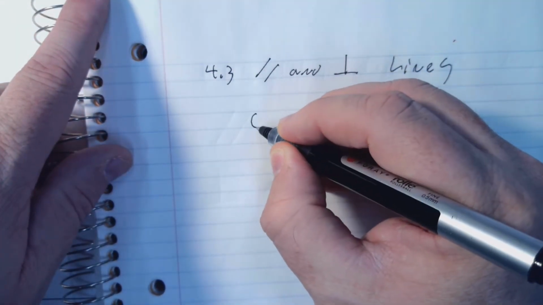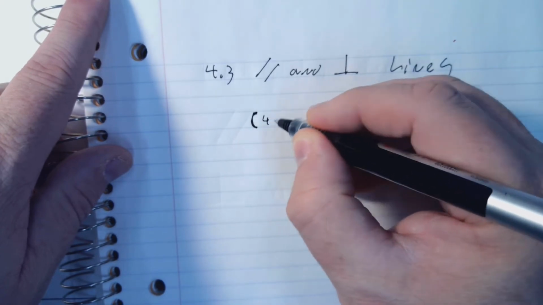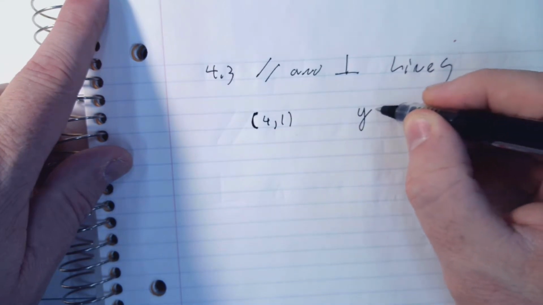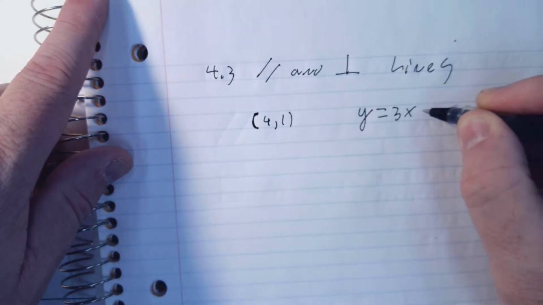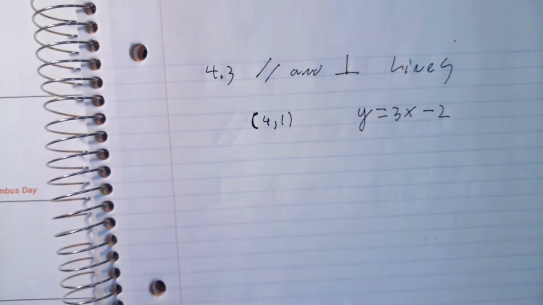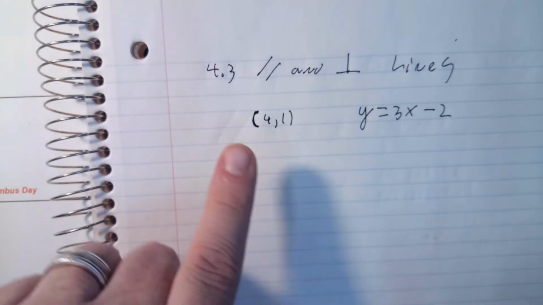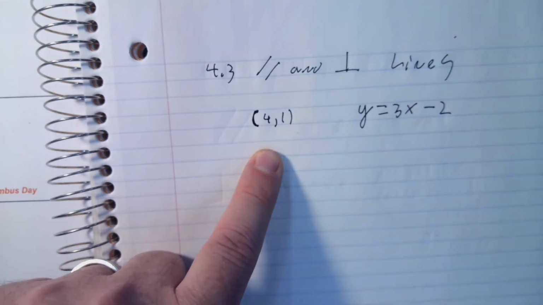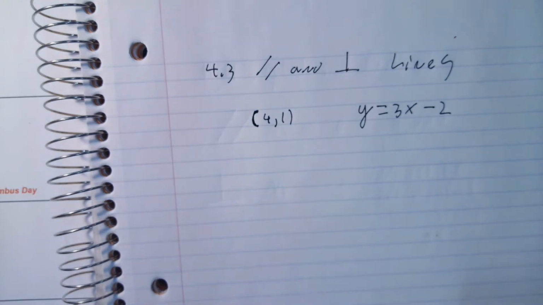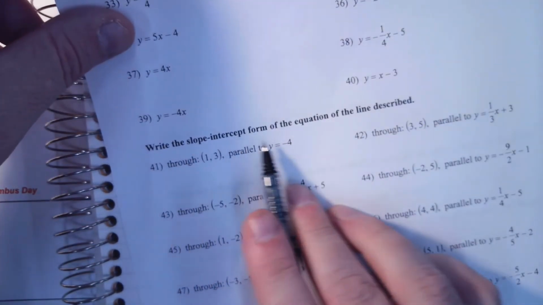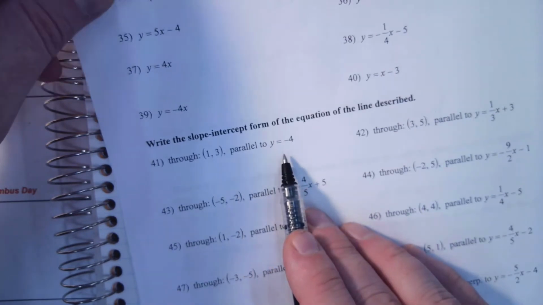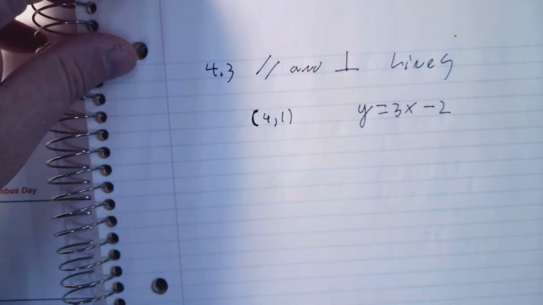So this is the information I'm going to give you for these. I'm going to give you a point, and I'm going to give you a line. I want to find a line that is parallel to this line through this point. On your homework, it is going to give you directions like this: write a slope-intercept form of the equation of the line described through the point parallel to this line. So that's basically what it's going to be.